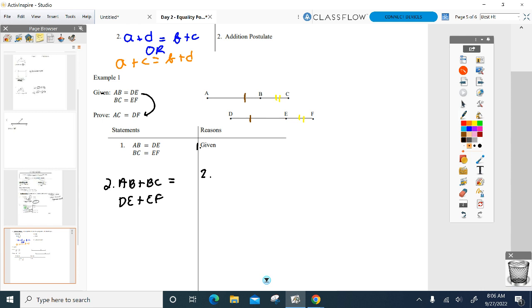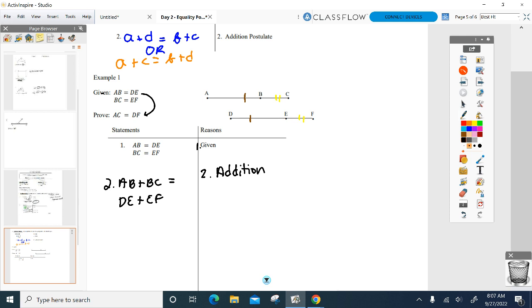And what's my reason? What connector did we just talk about? What gives me the right to add them here? This isn't my own reason here. You can't make this up over the weekend. I'm trying to use stuff we've already used today in class. What am I doing to the line segments? Addition. Is that my proof statement, though? Is this my proof statement? No. So we're not done.